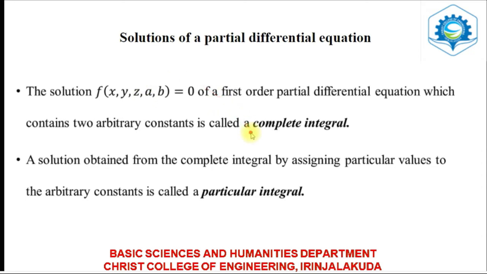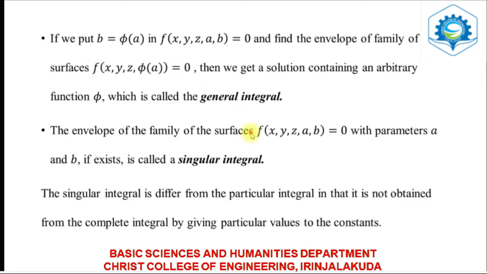Now there are different kinds of differential equation. Sometimes the differential equation is easy to solve. Let us consider some more ideas of solution. If we put b equal to phi of a, that is, if you give a particular function to b, then you will get an envelope of a family of surfaces. That means we get a collection of a family of surfaces f(x, y, z, phi(a)) = 0. Such a solution is called the general integral. Then we get a solution containing an arbitrary function phi. It is called a general integral.